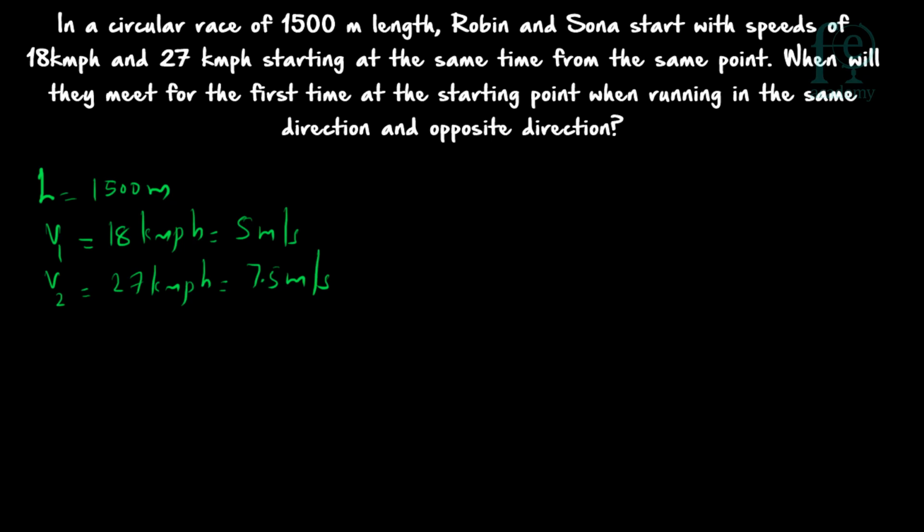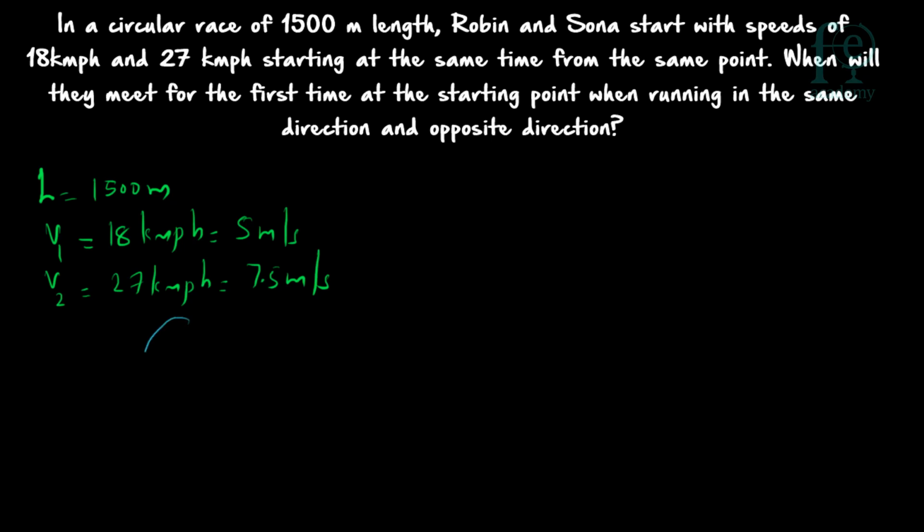But here the case is different. The question is when will Robin and Sona meet at the starting point? And under two situations, when they are running in the same direction and when they are running in the opposite direction. So here what you have to do is that they should meet at the starting point.